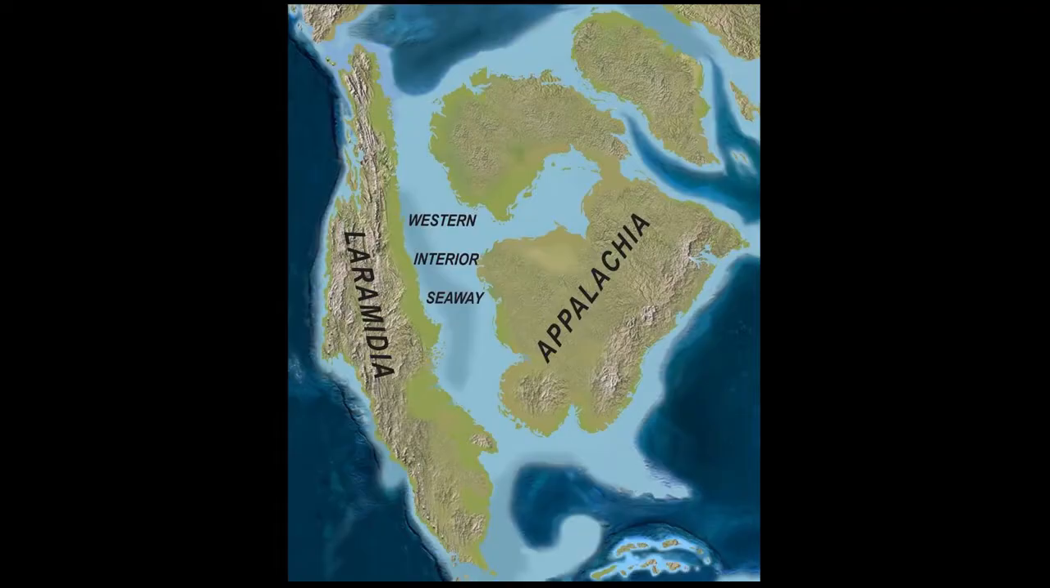The second event would cover all of eastern Uintah in an ocean, reaching down to the Gulf of Mexico and splitting the North American continent into two large islands. This later seaway resulted in the deposition of the very thick Mancos or Pierre Shale rock layer.